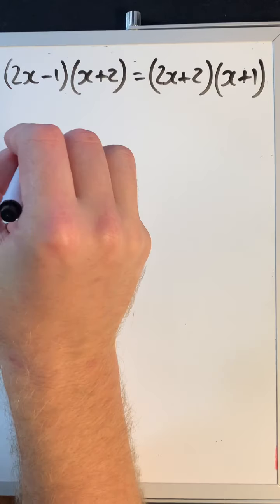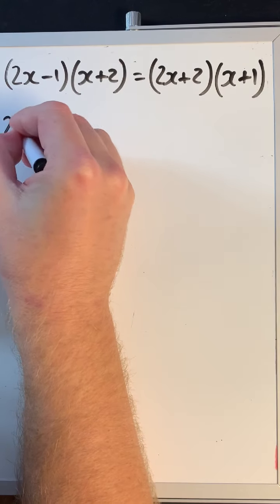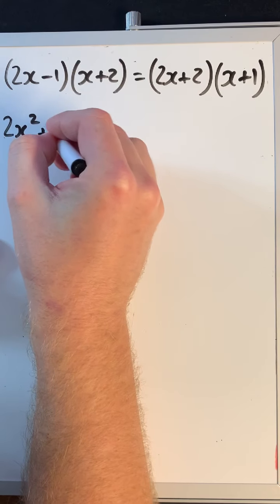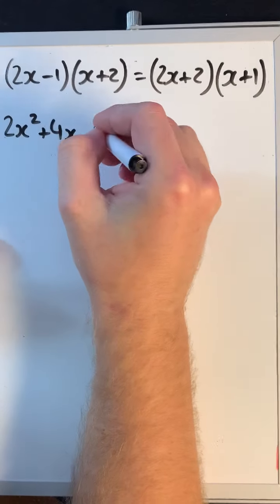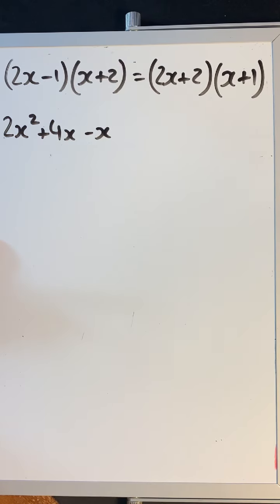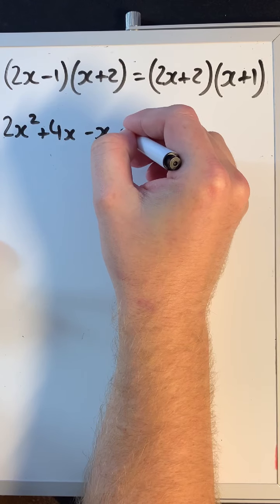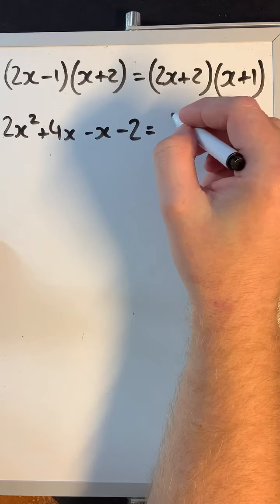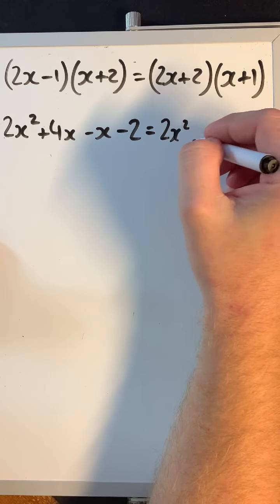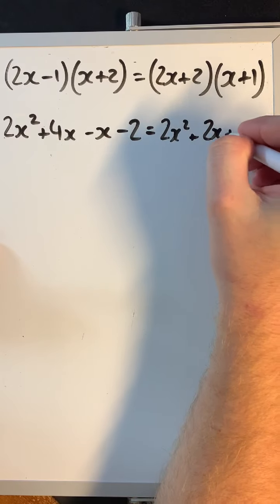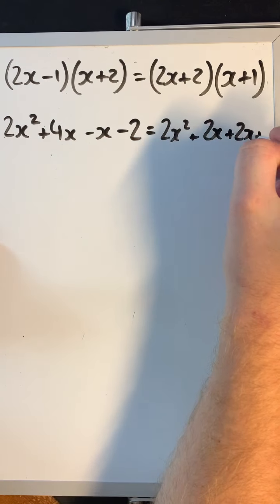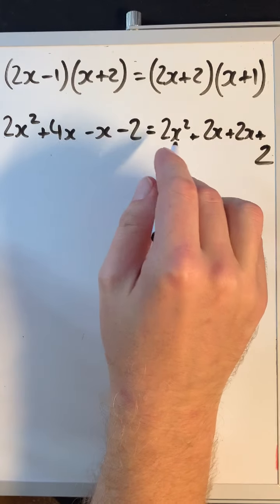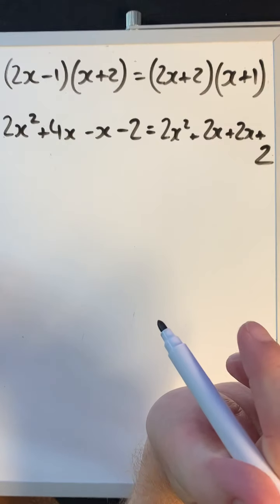So again, let's multiply these out. So what we got? 2x times x is 2x squared. 2x times 2 is 4x. Minus 1 times x is minus x. Minus 1 times 2 is minus 2. On the right hand side, we've got 2x squared plus 2x plus 2x plus 2. Okay, so a lot of 2x's in there. 2x squared plus 2x plus 2x plus 2.